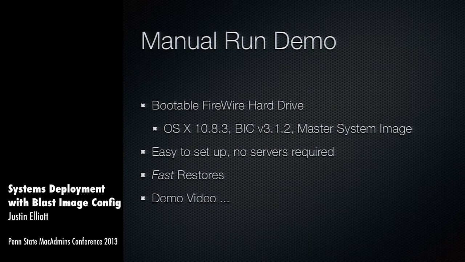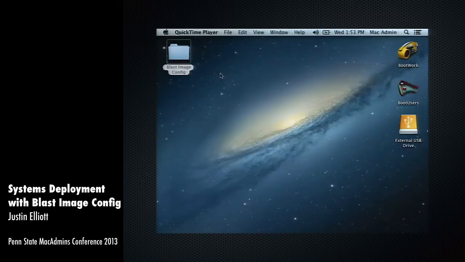So you'll have to forgive me for doing a video. It's been working since 2003, so it does work, but I'm doing a video because it's going to help speed the process up. So what we're going to see is booting with OS X 10.8.3, running the current version of Blast-Image config, and having a master system disk image. Again, this is a manual run, so this has not been fully automated. So I'm going to breeze through it, just to save us some time.